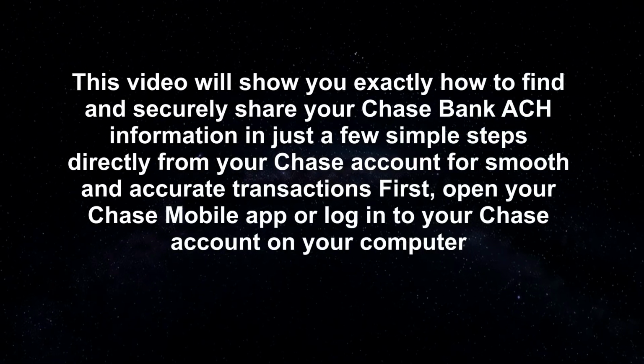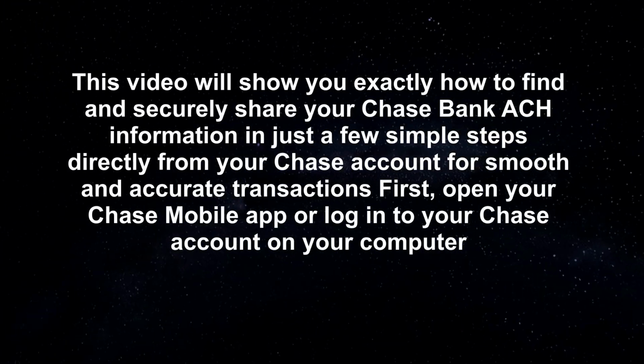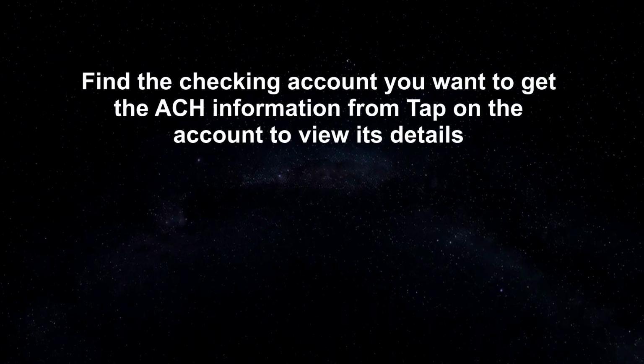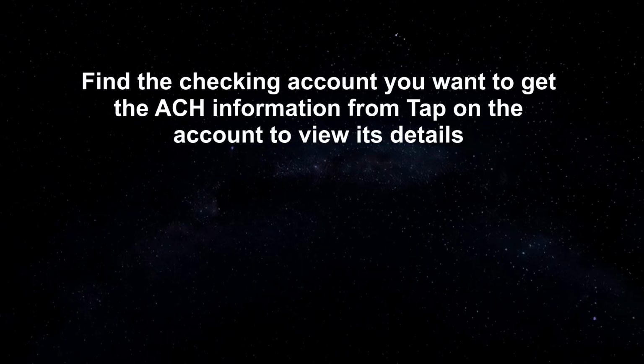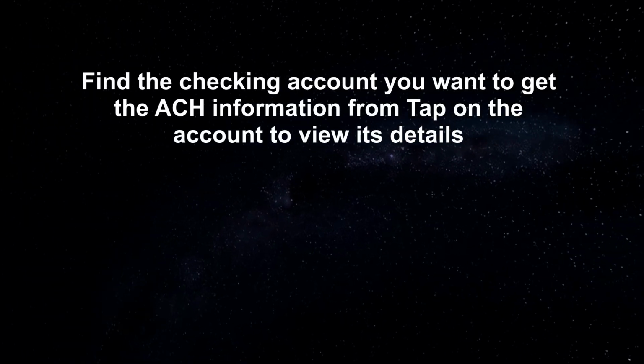First, open your Chase mobile app or log into your Chase account on your computer. Find the checking account you want to get the ACH information from. Tap on the account to view its details.